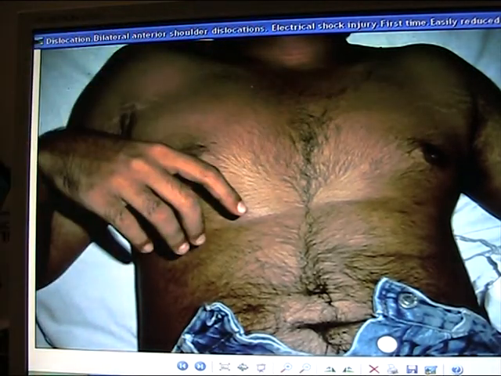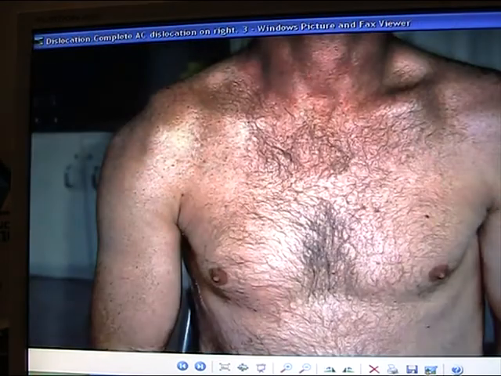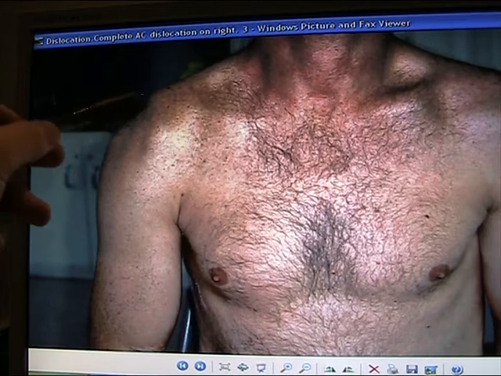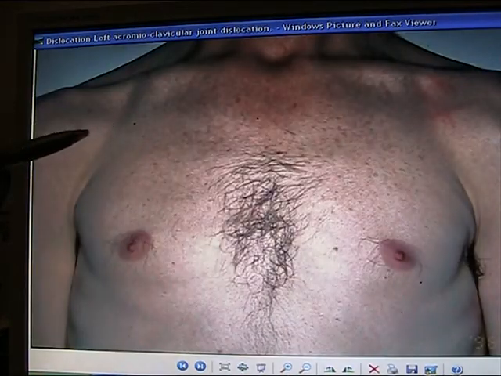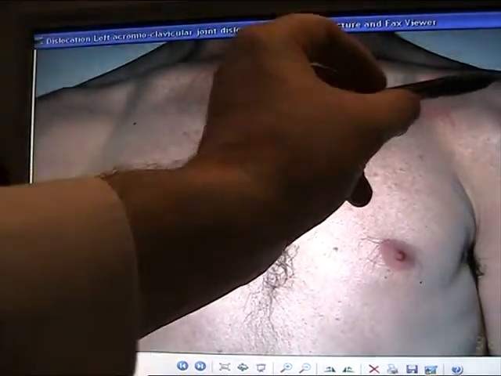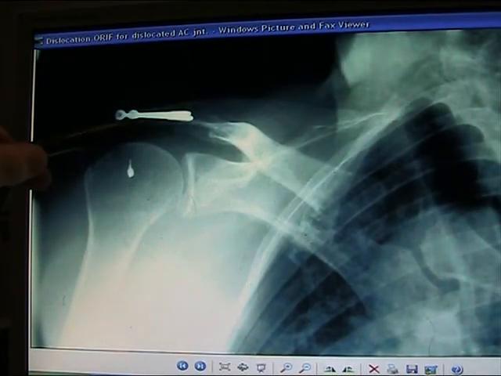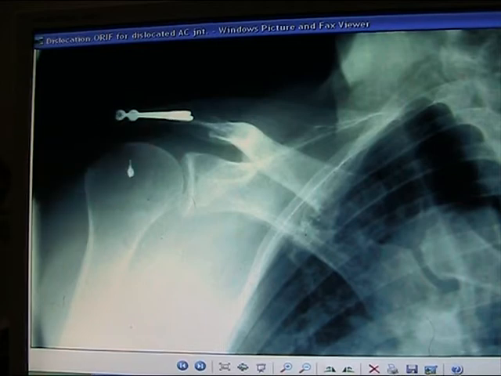Bilateral anterior shoulder dislocations in the student, usually with an epileptic fit, easily reduced. Complete dislocation AC joint on the right side. Here, see the step off? Dislocated left AC joint. Luxatio erecta, hand above the shoulder. Fixation of a dislocated AC joint, see, screw fixation.